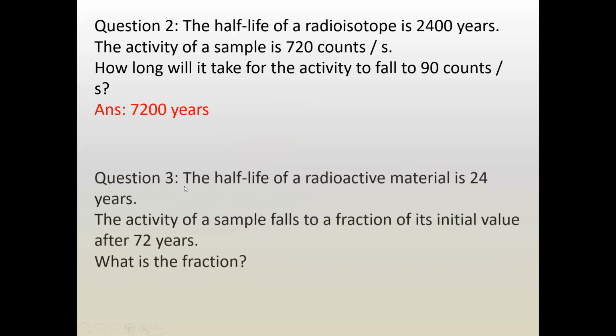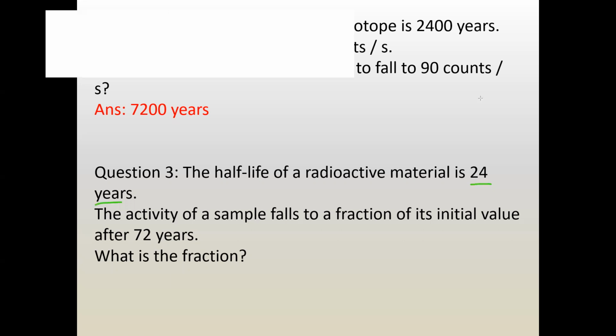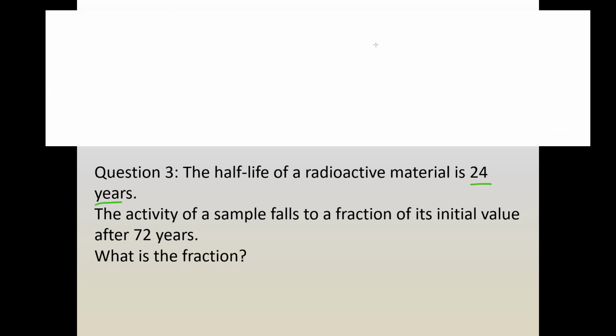Another question. In question 3, the half-life of the radioactive material is 24 years. So we have a radioactive material with a half-life of 24 years. The activity of a sample falls to a fraction of its initial value after 72 years. So we want to find how much its activity will fall after 72 years. But they did not give us any activity in the beginning, so we can take any letter to represent the activity. For example, say the original activity is A.